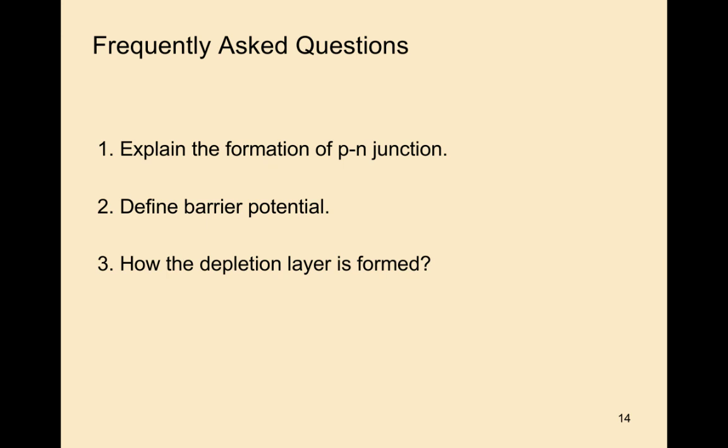So what is the symbol of a diode? One arrow and one straight line. This arrow indicates the conventional current flow. Anode and cathode: the anode is on the left side and the cathode is on the right side. The anode is the p-type semiconductor and the cathode is the n-type semiconductor. In this way the p-n diode is formed. So this is about today's class.